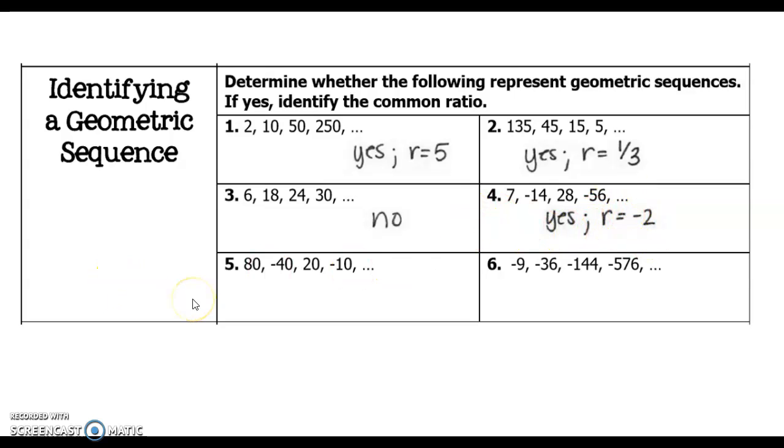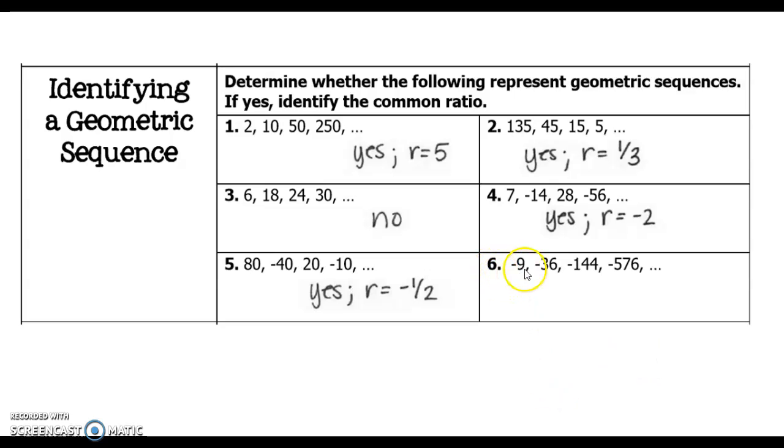On number 5, we see that, well, this one's a little harder to see, so let's do negative 40 divided by 80. And when I simplify that, I see that that would be negative 1/2. And negative 40 times negative 1/2 would be 20, and so on and so forth. So yes, this is a geometric sequence, and the common ratio is negative 1/2.